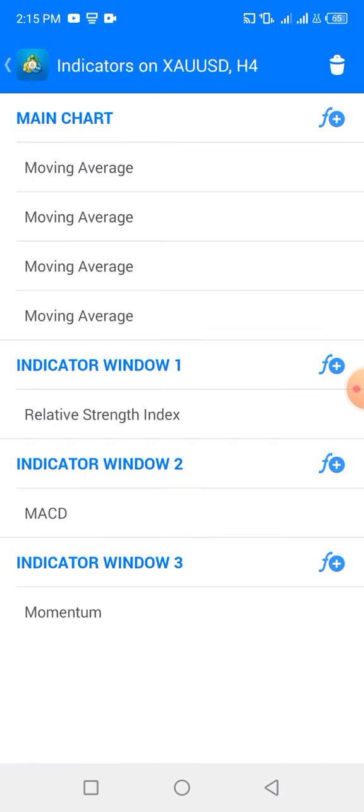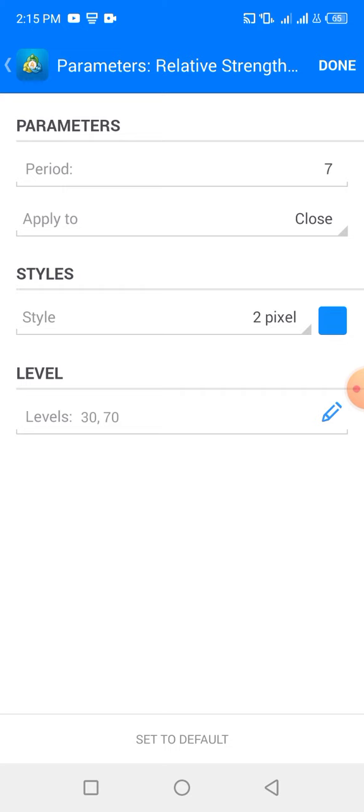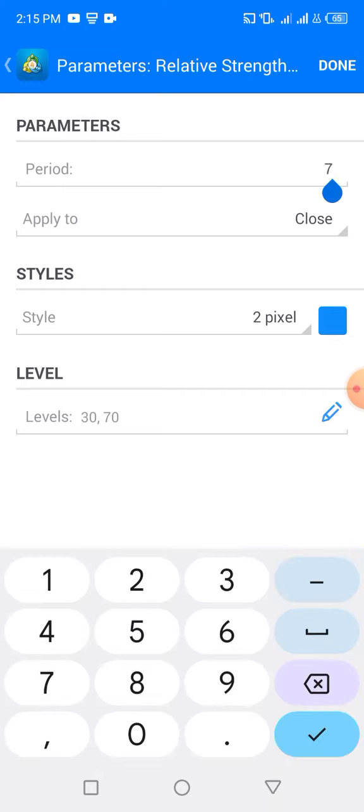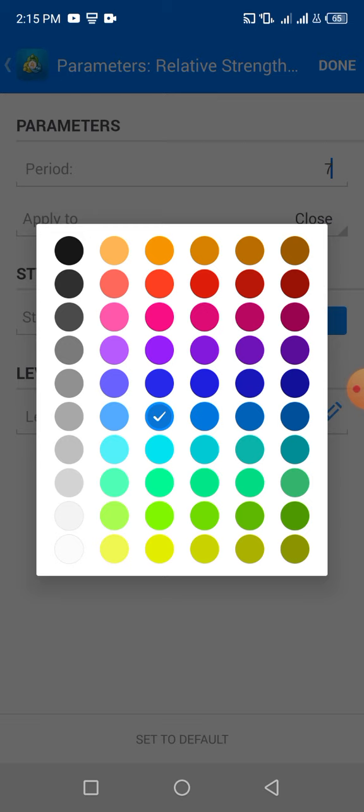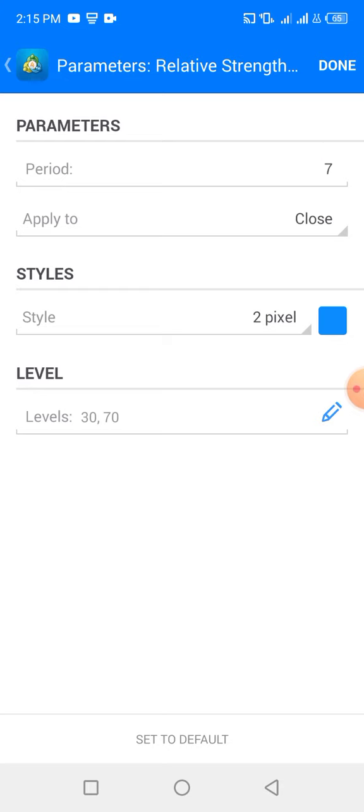And then we come to the relative strength index, which we search for. We already have the relative strength index on the chart, so let's check the period. The period is already 7. We can change it to any period that we like, but for this strategy we need it on 7. For the color of the line in the middle, we can choose any color we want, but we decide to choose blue.